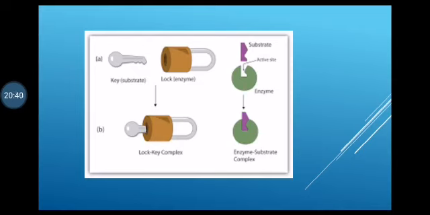This is the second figure showing the lock and key model. Here you can see the substrate molecules act as a key, and the lock means the enzyme molecules act as a lock. Whenever a specific shaped substrate enters the specific shaped enzyme, then the lock will open and the reaction will go on. But if there is a variation in the shape of both the substrate and the lock, then the key will not open the lock and there will be no process.